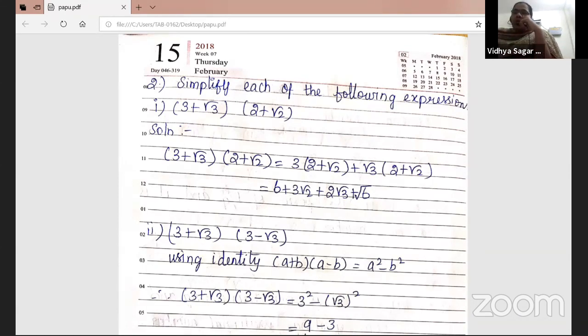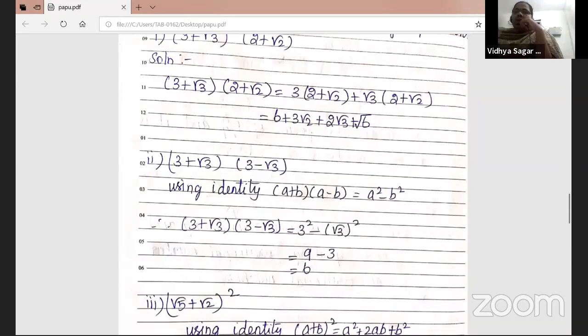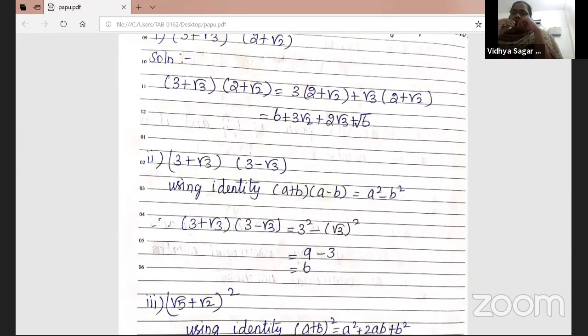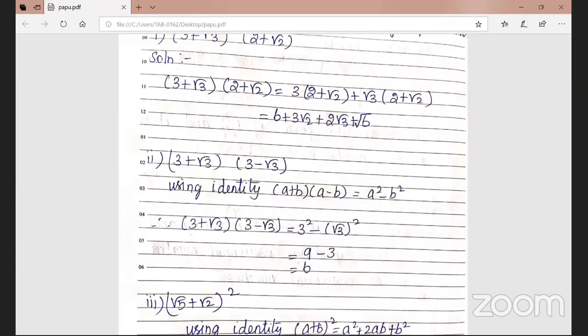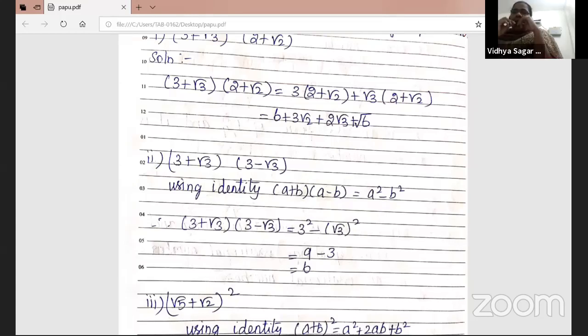Okay. Now, next. Here we see the question 3 plus root 3 and 3 minus root 3. Here you can easily identify the formula. Use your identity formula. What is the formula? A plus B, A minus B. That is your A square minus B square formula. We must know all your algebraic identities formulas. Then only we will be able to solve the problem.